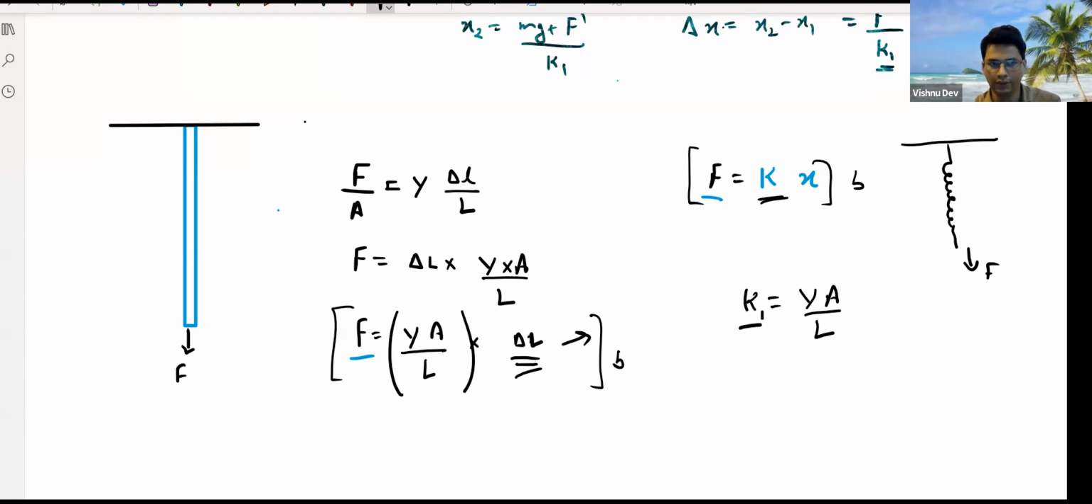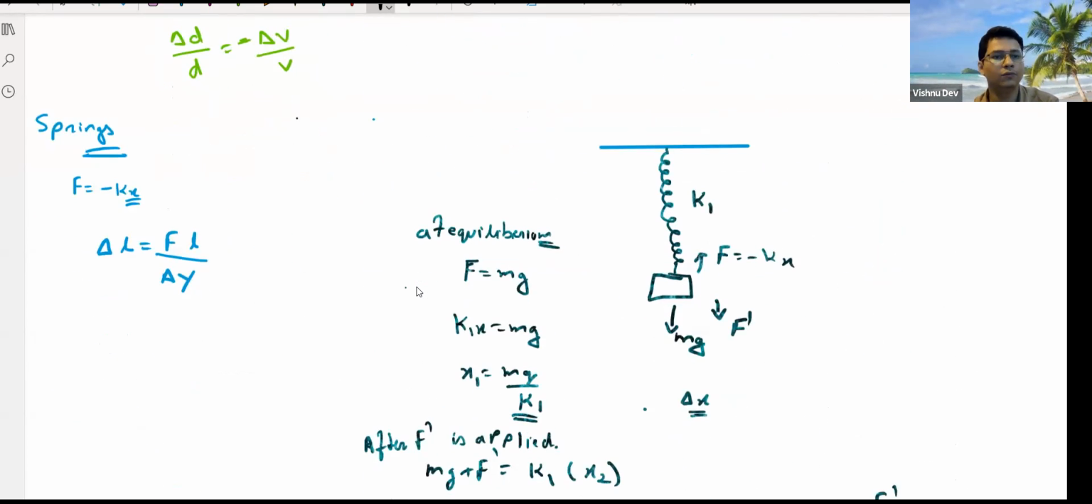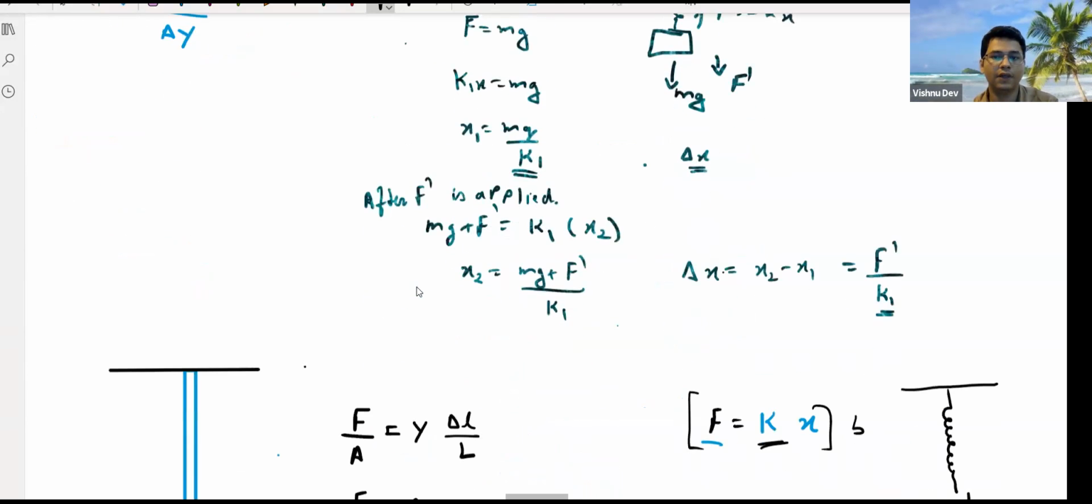Now, can anyone tell me why I told you this? Because you could ask, sir, what if it was already elongated, what will happen to the previous elongation? Doesn't matter, because whenever you talk about any additional force, the elongation due to any additional force has nothing to do with mg. Understood? Yes or no? Because it will get cancelled. Did everyone understand why I did this first, or not?